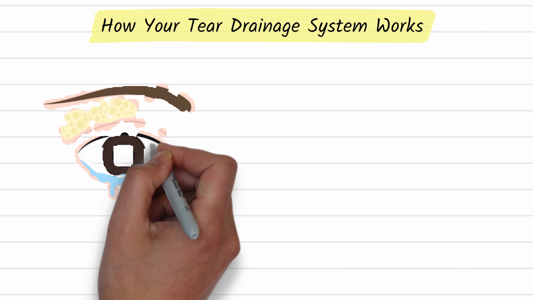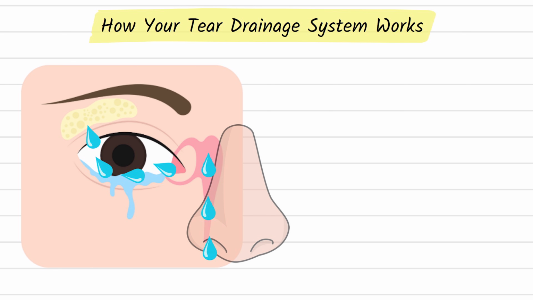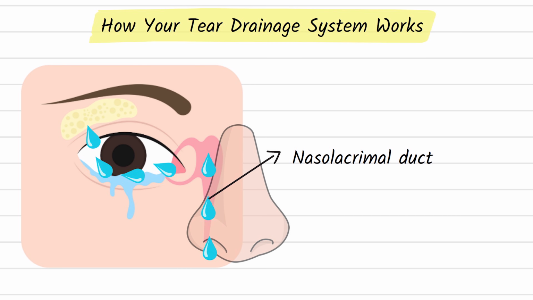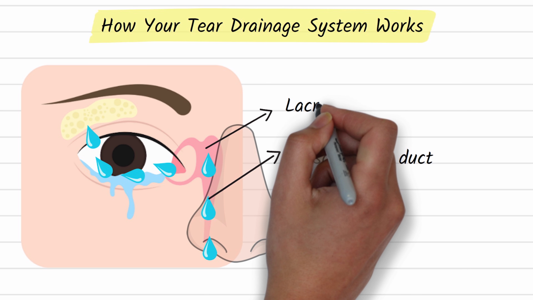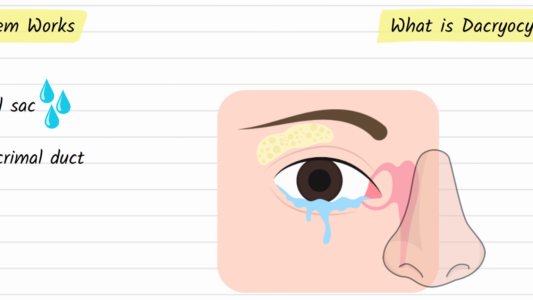Here is the thing. Your eye produces tears constantly. These tears do not just sit on your eye and evaporate. They actually drain out through a system that runs from your eye down into your nose. Think of it like a plumbing system. Water from your sink flows through pipes and eventually reaches the sewer. Your tears work the same way. They drain through tiny ducts and eventually flow into your nasal cavity through what we call the nasolacrimal duct. The lacrimal sac is basically the main collection chamber where all those tears hang out before they drain down to your nose. When this system works perfectly, you never notice it. But when something blocks that drain, well, that is when things get uncomfortable.